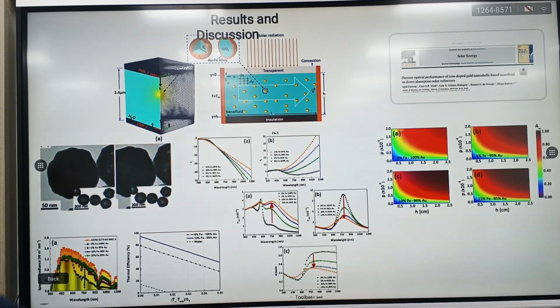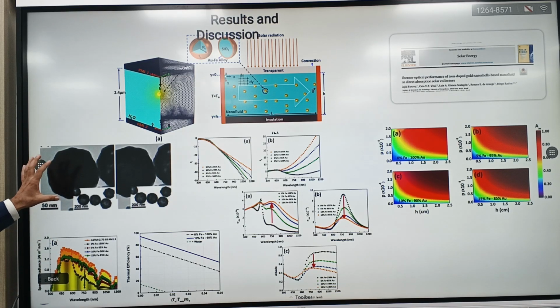So here my research starts. I don't know what happened with this research. Okay, so I published a paper in Solar Energy 4 or 5 years ago when I started this research. And as I told you, the optimization and novelty of the material is very important.